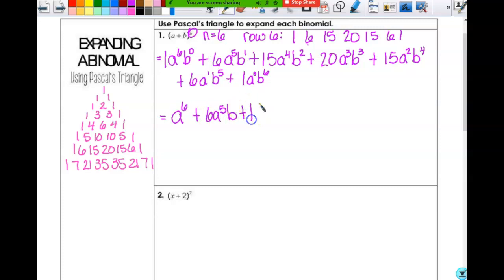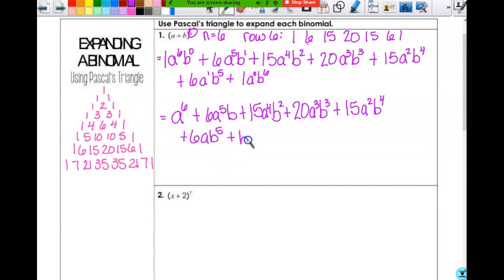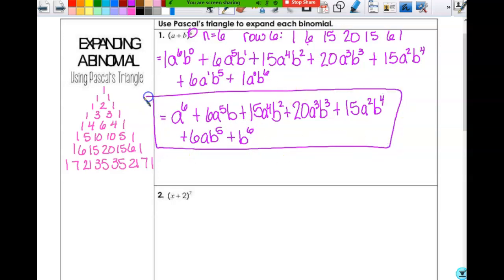Plus, this will be 15a to the 4th b squared, and then 20a cubed b cubed, then 15a squared b to the 4th, then 6ab to the 5th, plus b to the 6th. And there is my binomial expansion, which is way easier than actually multiplying it all out.